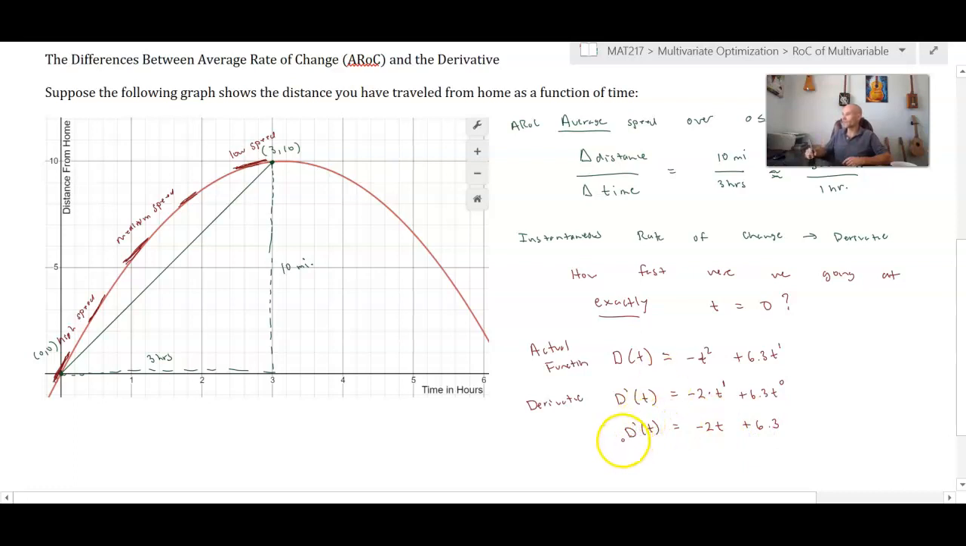And what this gives us is the change in distance over the change in time. The notation we use here is, instead of using delta, which is reserved for average rate of change over a wider interval of time, we would often write this like this. Instead of using delta, which is the Greek d, we actually use this lowercase d to indicate that this is instantaneous. So the instantaneous speed at any given time can be found by taking negative 2t plus 6.3.